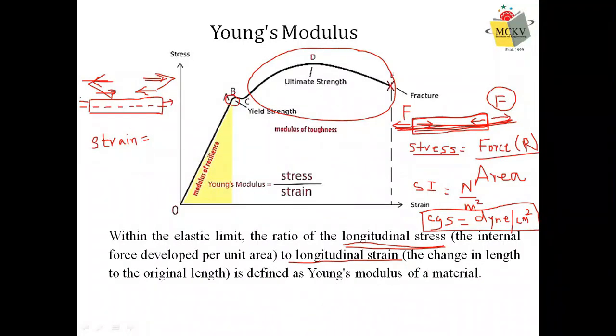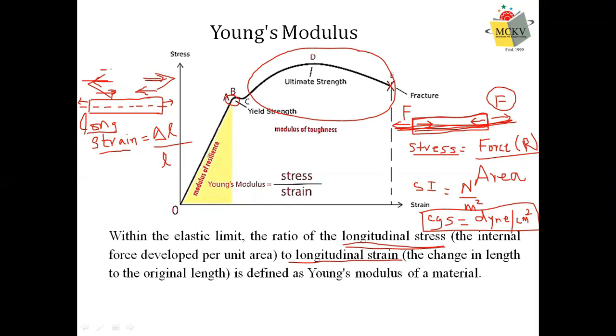This is the deformation. So longitudinal strain is change in length, delta L, by original length. So delta L is the change in length and L is the original length. So basically longitudinal strain is defined as the change in length by the original length.